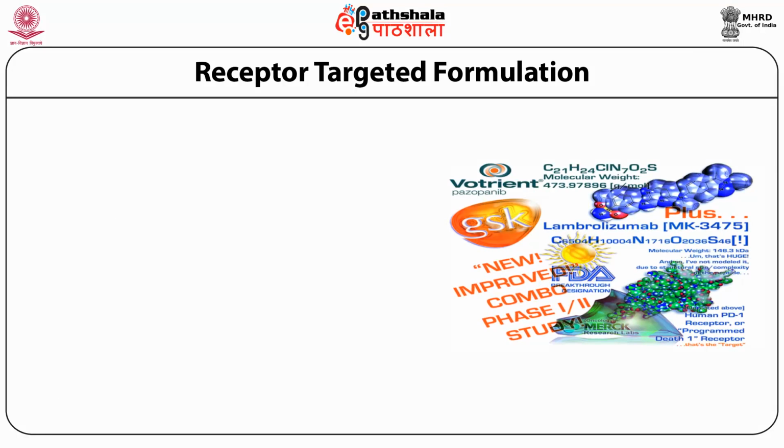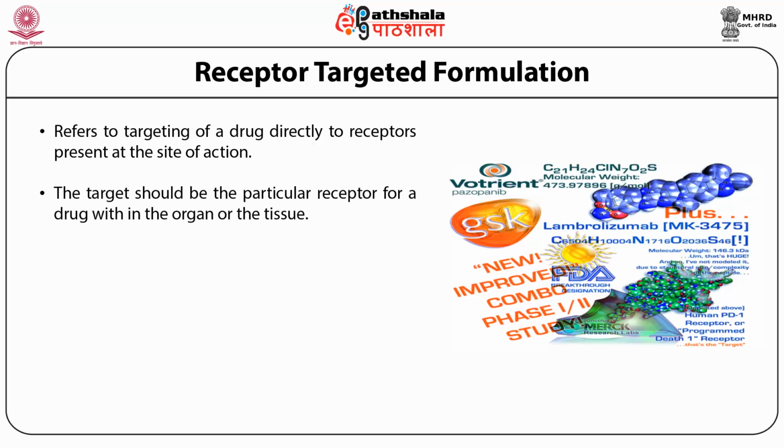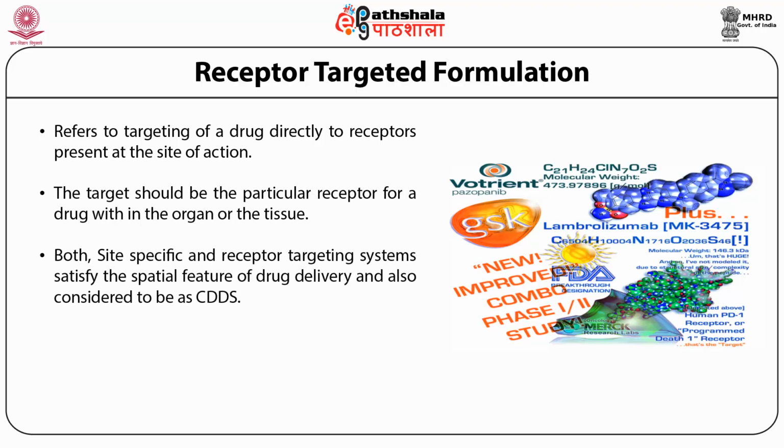Receptor targeting or receptor targeted formulation. This would be one of the most idealistic controlled drug delivery systems. As the name suggests, this system usually refers to targeting of a drug directly to the receptors present at the site of action. In such cases, the target should be the particular receptor for a drug within the organ or the tissue. Both site-specific and receptor targeting systems satisfy the spatial feature of drug delivery and are also considered to be controlled drug delivery systems.